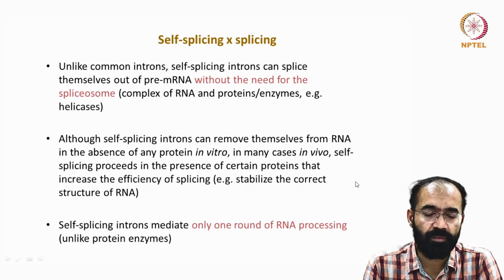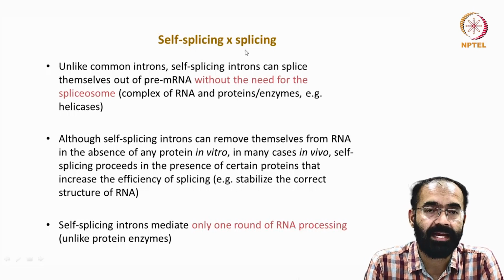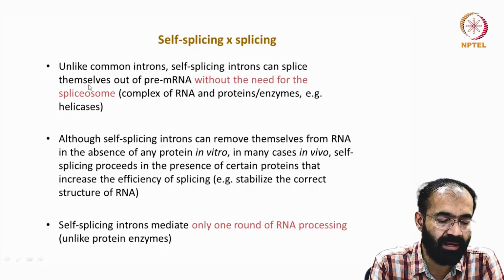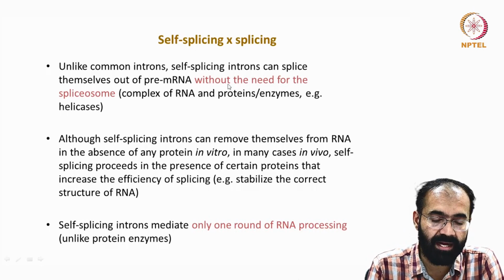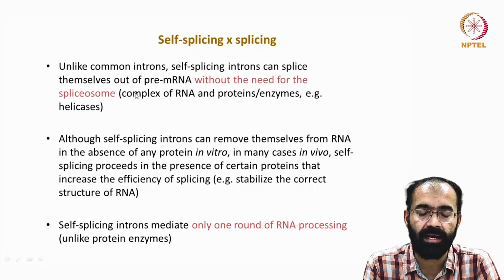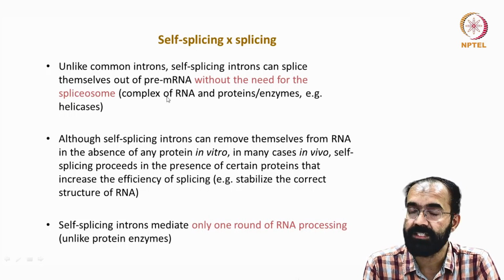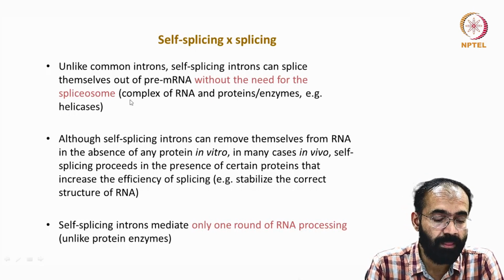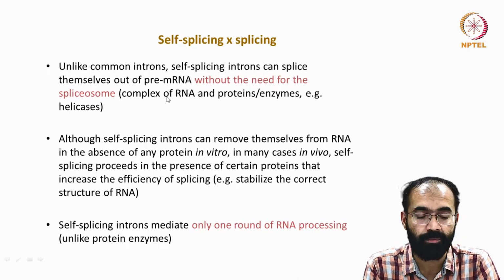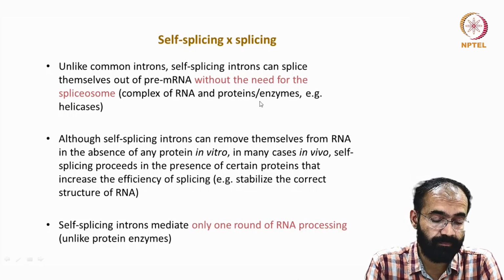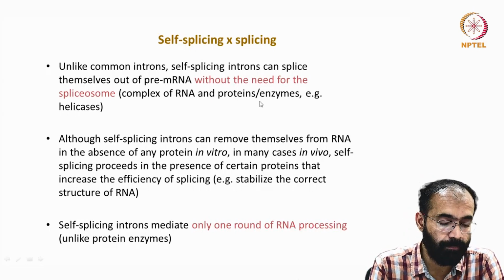So what is the difference or similarity between self-splicing and the actual splicing? Unlike common introns, self-splicing introns can splice themselves out of the pre-mRNA without the need of a spliceosome. Remember, normal splicing requires an extensive splicing machinery, which we call the spliceosomal machinery, which is not required for the splicing of self-splicing introns. The spliceosome is a complex of RNA, protein and enzymes such as helicases, which are present in the spliceosomal machinery.